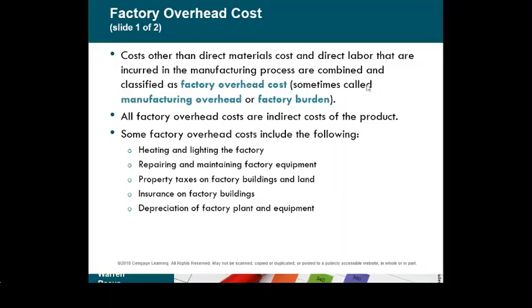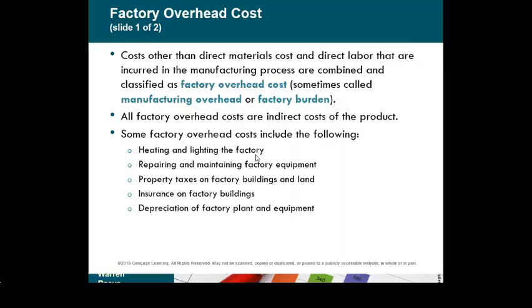categorized as direct material and direct labor. Any cost that is not a direct material cost and not a direct labor cost will be categorized as factory overhead costs. So for example, heating and lighting the factory. To produce a product, we will manufacture them in the factory. Therefore, we will use some kind of electricity. We will use heating and lighting for the whole factory.